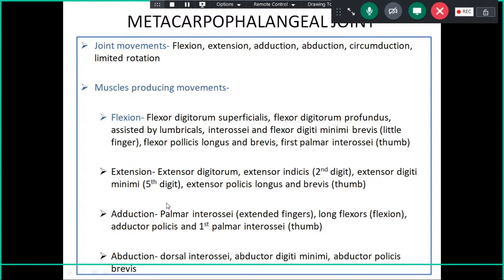For extension, we have extensor digitorum, extensor indicis, extensor digiti minimi, extensor pollicis longus and brevis. For adduction, we have the palmar interossei, adductor pollicis, and the first palmar interossei for the thumb. And for abduction, we have the dorsal interossei, abductor digiti minimi, and abductor pollicis brevis.